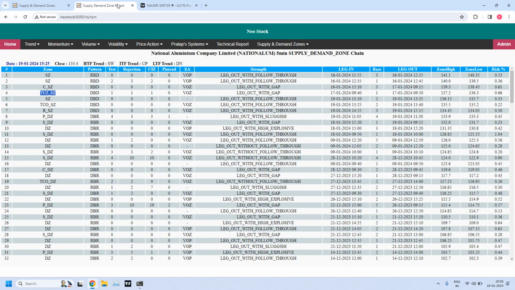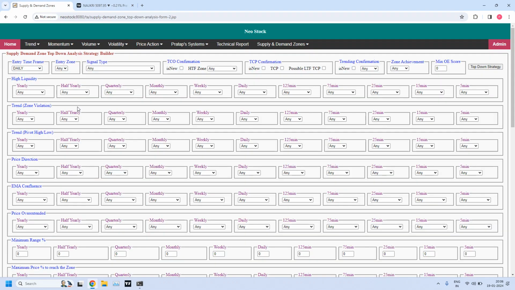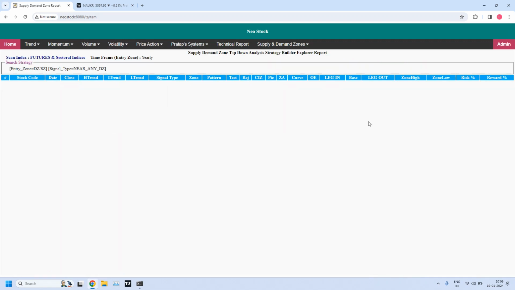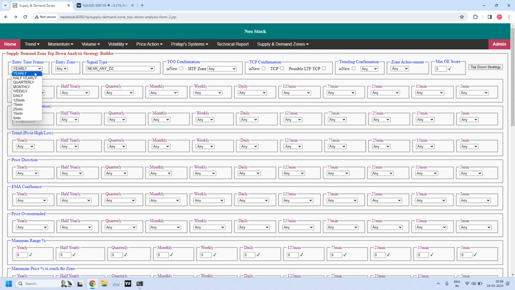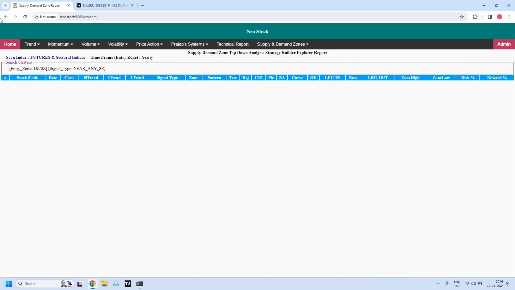Now let us generate demand and supply zones for today's time frame, today's end of the day. What I mean to say is, for today's data, let us generate demand and supply zones, stocks near demand and supply zones for all the time frames, starting from yearly. So the entry time frame is yearly. Let us find the stocks near the yearly demand zone: no stocks. Near the yearly supply zone: no stocks.